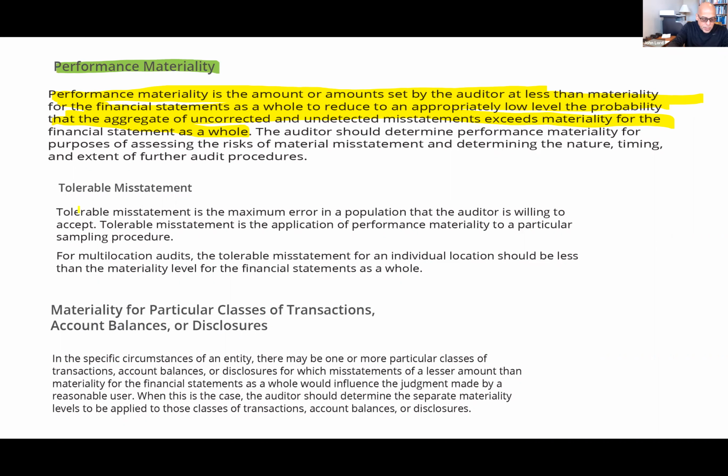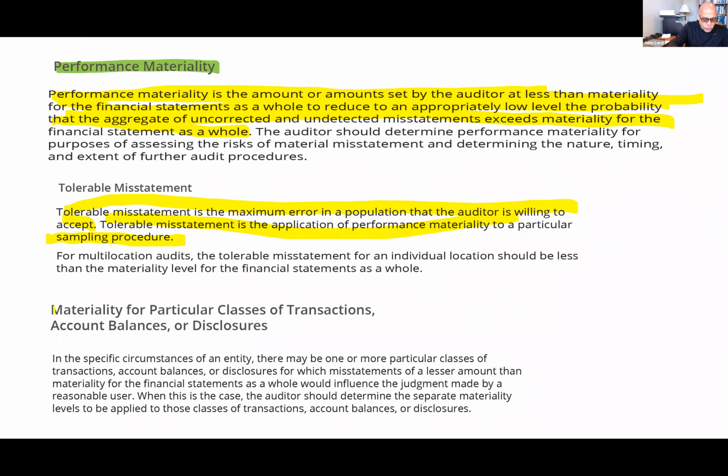Tolerable misstatement is the maximum error in the population the auditor is willing to accept. And that is the same thing as performance materiality, but now we are applying that to a sampling procedure. So performance materiality and tolerable misstatement are really one and the same.